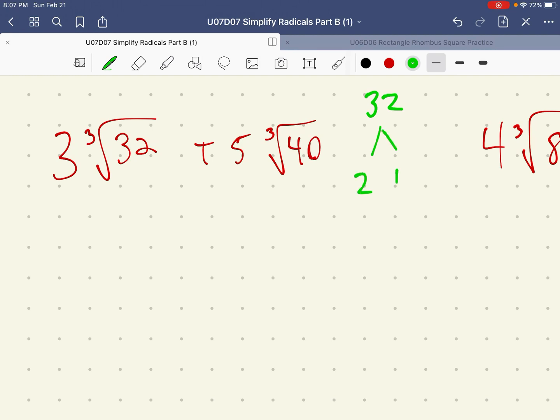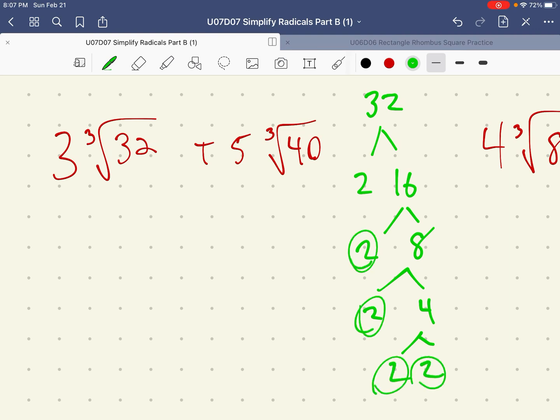We're going to split that into 2 times 16. I like to factor out 2's because it's very easy to determine if a number is divisible by 2, until we can't do that anymore. So these are our prime factors. So this will become 3 cubic root of 2 to the third times 2 to the second.